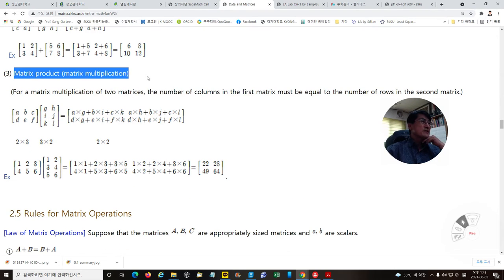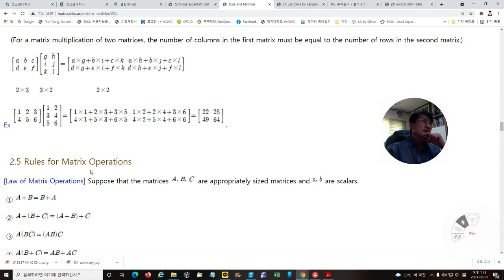Next, matrix product, matrix multiplication. If we multiply these two matrices, a 2 by 3 matrix times a 3 by 2 matrix, then the 1, 1 entry can be obtained by the product of the first row and first column. And this is actually the inner product of these two vectors. And the 1, 2 entry is the inner product of this vector and that vector. And the 2, 2 entry is obtained by the inner product of the second row and the second column of the second matrix.